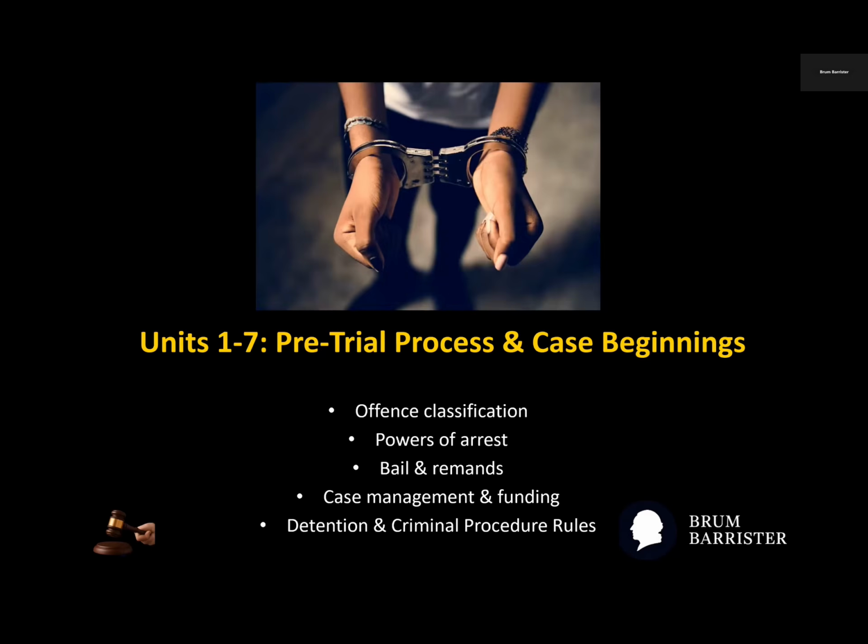So units 1 to 7, this is the pre-trial process and case beginnings. These first units deal with the foundations, so offence classification: summary offences, either way offences, and indictable offences. And then you've got powers of arrest, bail, and remands. And then we've also got case management, funding, and detention rules. So this stage is all about how a case gets off the ground.